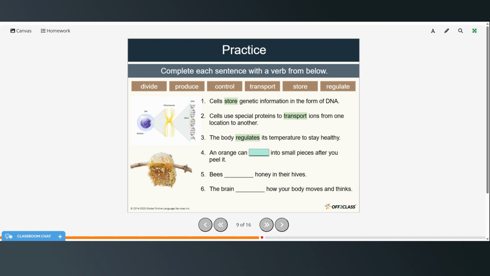An orange can be divided into small pieces after you peel it. Bees produce honey in their hives, and the brain controls how your body moves and thinks.